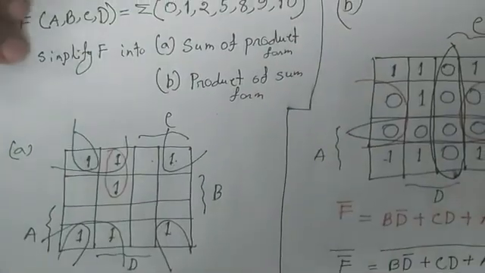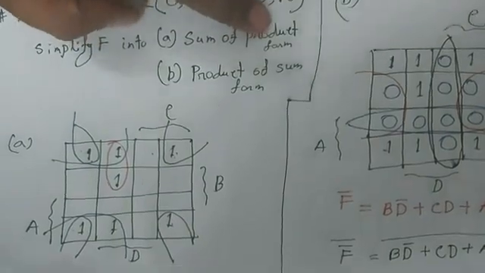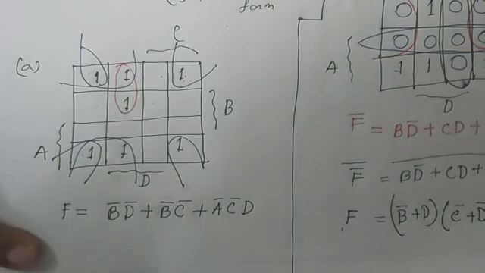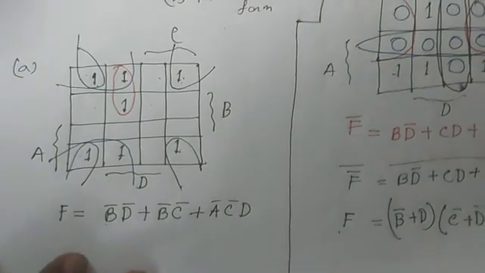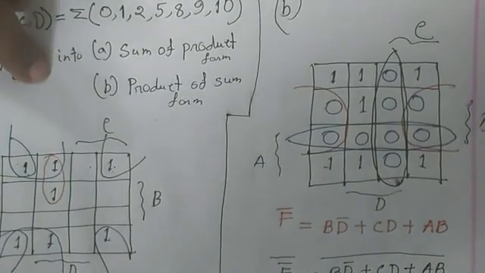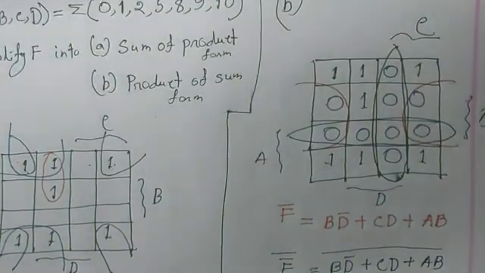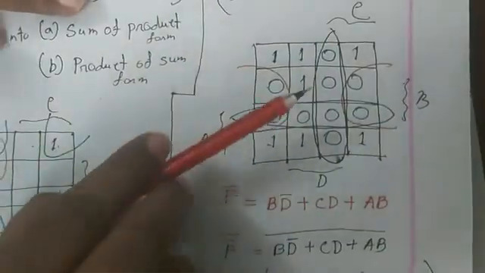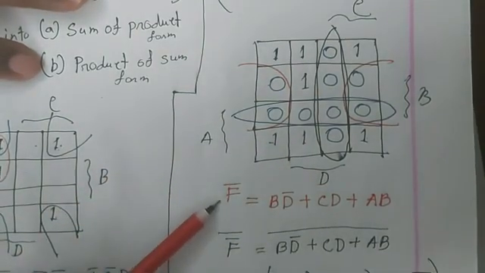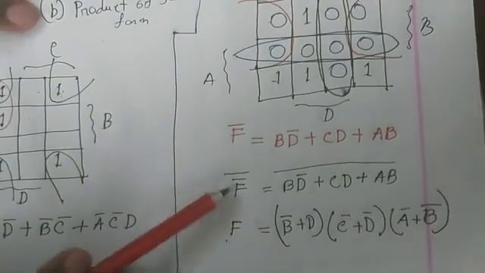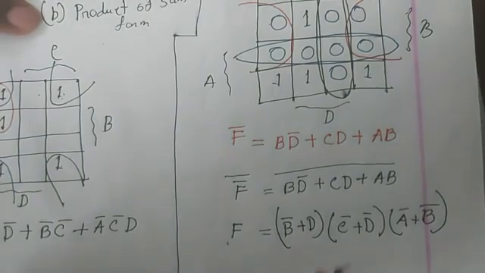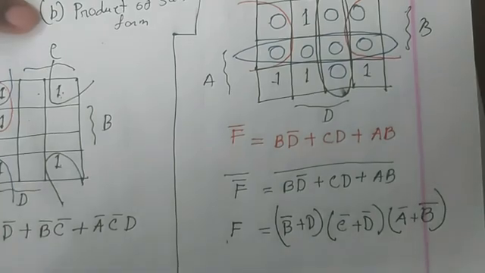If we want the result as a sum of product form, then we use our normal method: we take the groups of 1 and get the sum of product form. But if we want the simplified form as a product of sum form, instead of ones we take the zeros, and we actually get f prime. Then we complement both sides, and using De Morgan's law we eventually get the product of sum form.